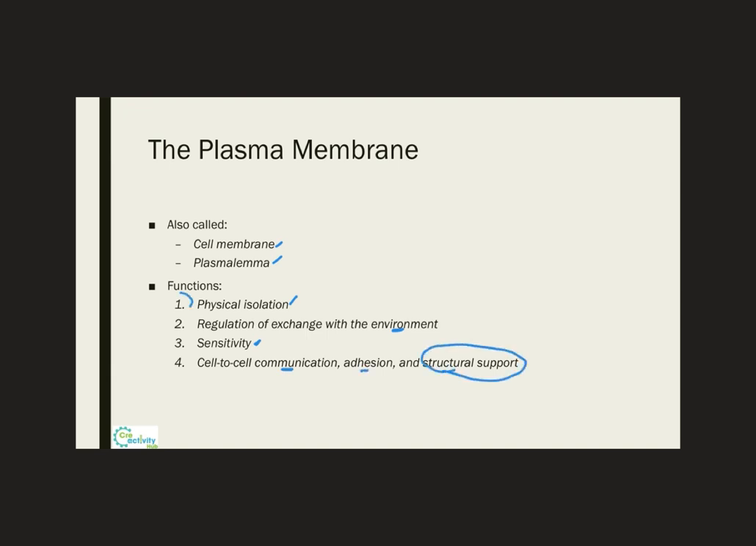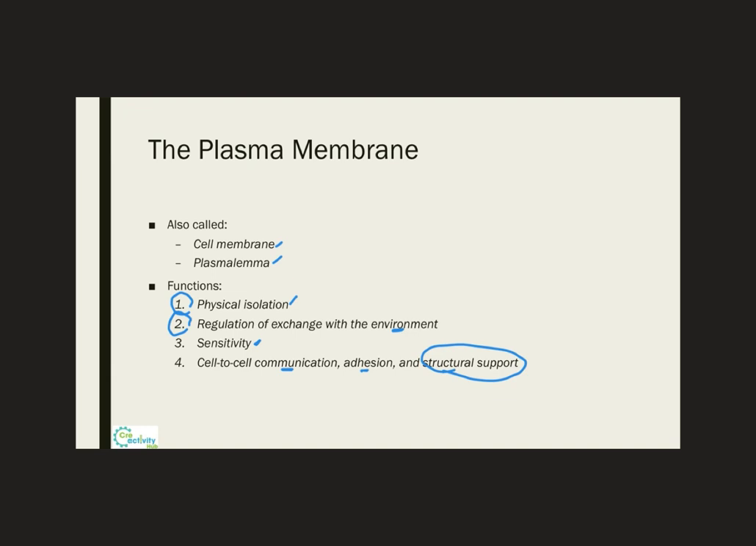With regards to physical isolation, it will form, as you can imagine, this physical barrier that will separate the inside of the cell from the surrounding extracellular fluid. With regards to regulation of exchange with the environment, well, it is not everything that a cell wants to have inside of it, and it is not everything that a cell wants to allow to go inside of it. Therefore, the plasma membrane will control the entry of ions and nutrients, and in exchange, it will eliminate waste products and also release certain secretory products through the secretory vesicles.